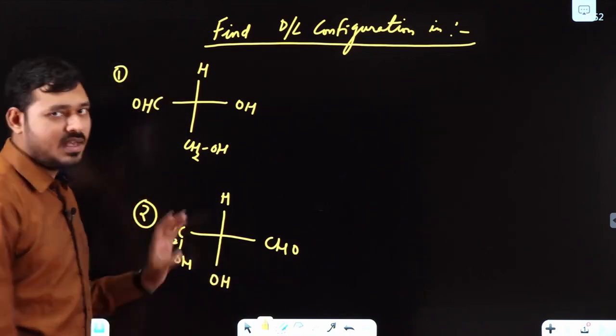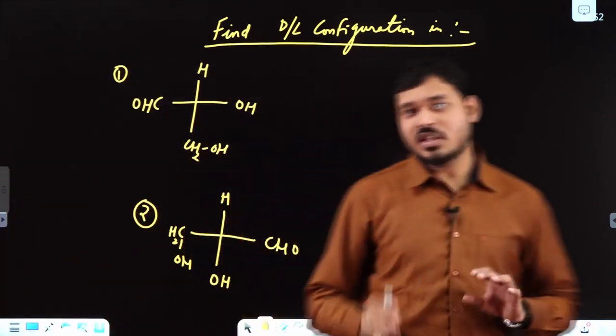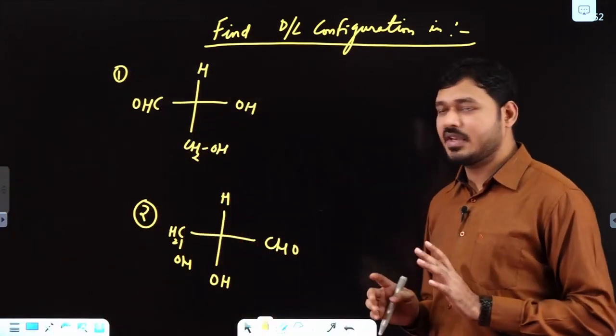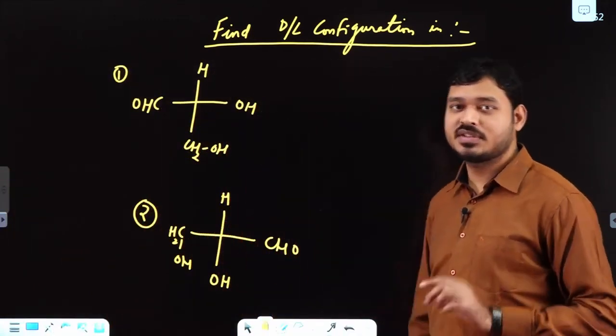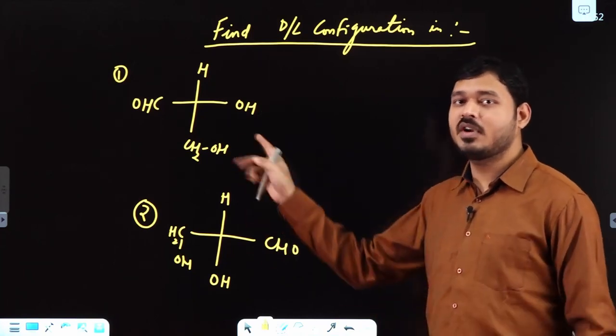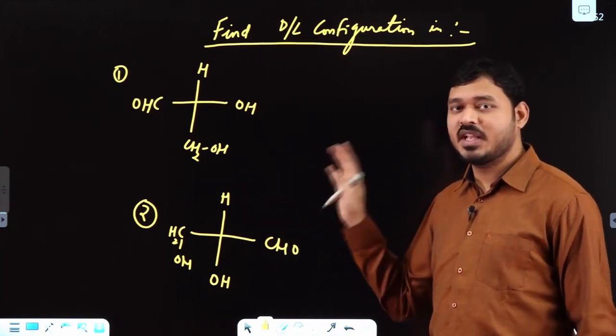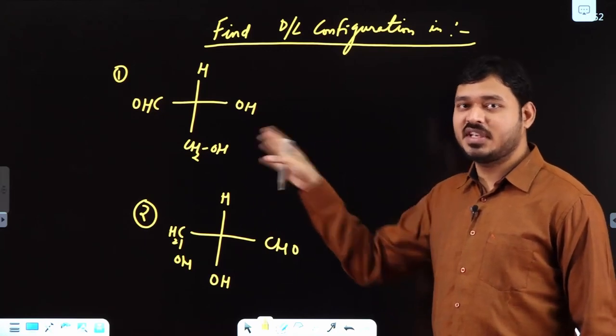Okay, so students, let's see and understand the rules defined for DL configuration and how to check in such compounds. Generally, the question is asked mainly for D-glyceraldehyde. So let's see the application of even and odd interchange here. Okay.